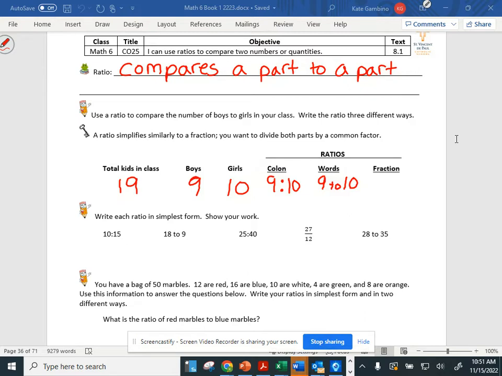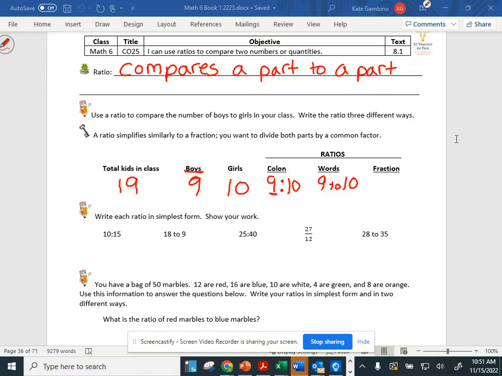Does it matter which one goes first? That could be 10 and 9. It does matter. So we started with boys here, so we're going to put boys first. So that way we know which one's the boys and which one's the girls. Whichever thing they tell you first will be first in your ratio. That was a great question. Because we had boys listed first, boys are listed first in our ratio. So we have, using the colon, 9 to 10, using our words, 9 to 10.